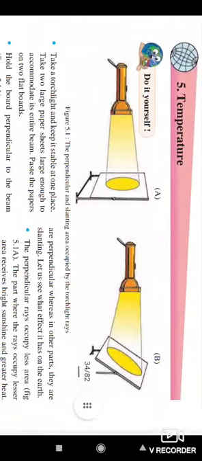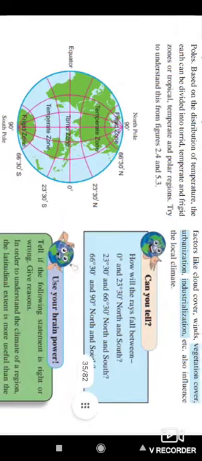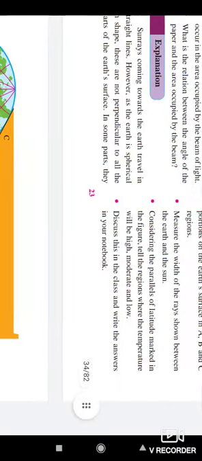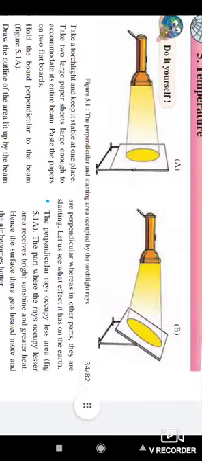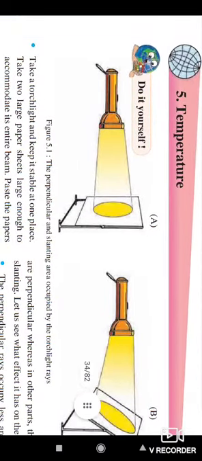Now we are going to look at this fifth lesson, that is temperature. We have already started this lesson. Now we revise some points that we have to understand better. On the first page we have a battery torch light put on a stand.